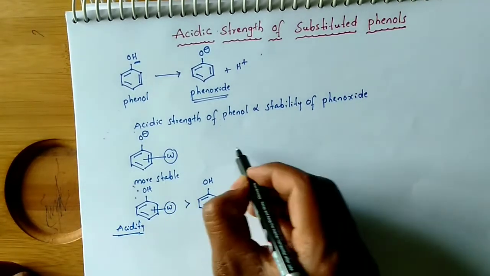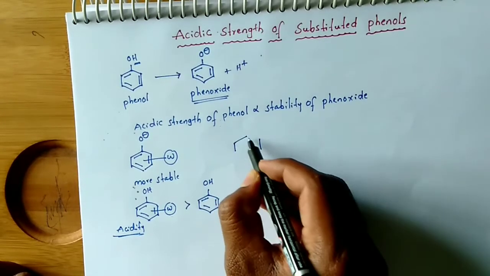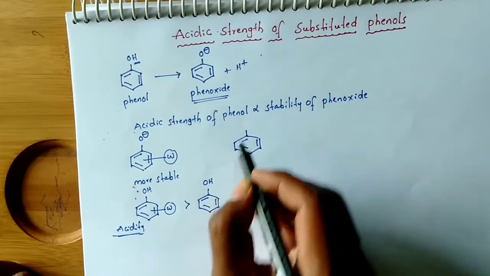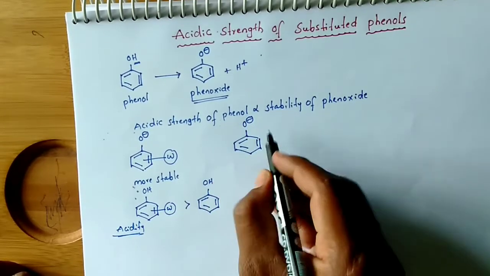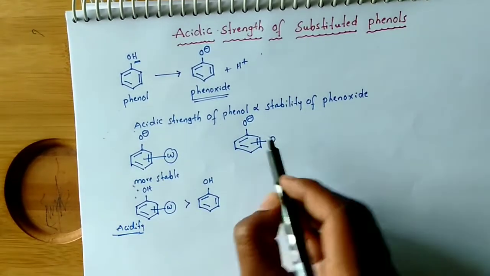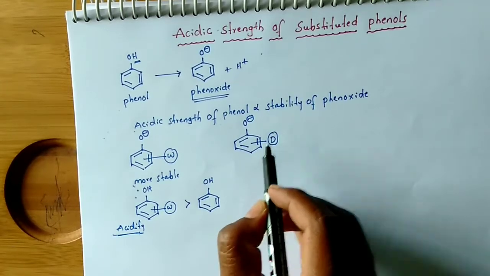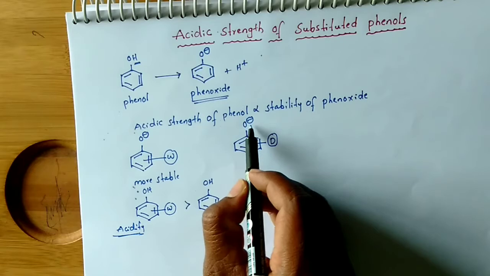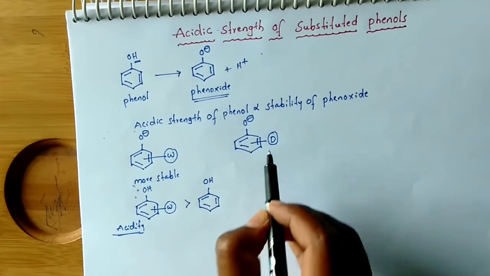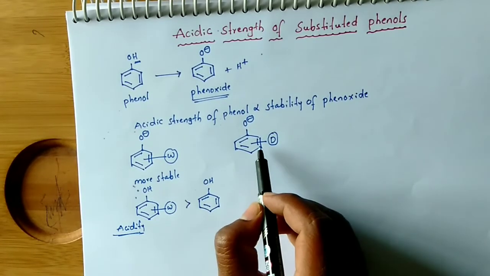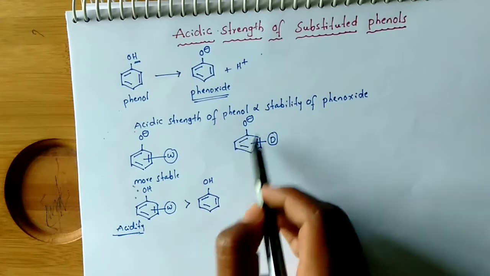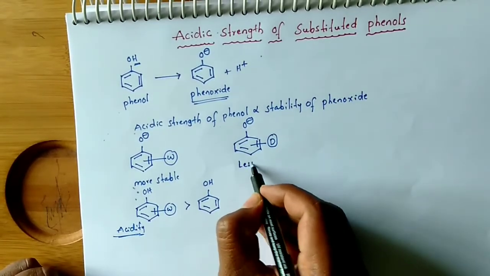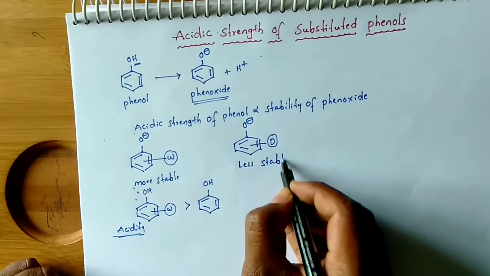Now if the phenol has an electron donating group, that is, phenoxide with an electron donating group, here electron donation means it is giving electrons to the ring. Already it is bearing more negative charge, and again the donating group is giving electrons. So electron density increases on the species and it will be destabilized. So it is less stable.